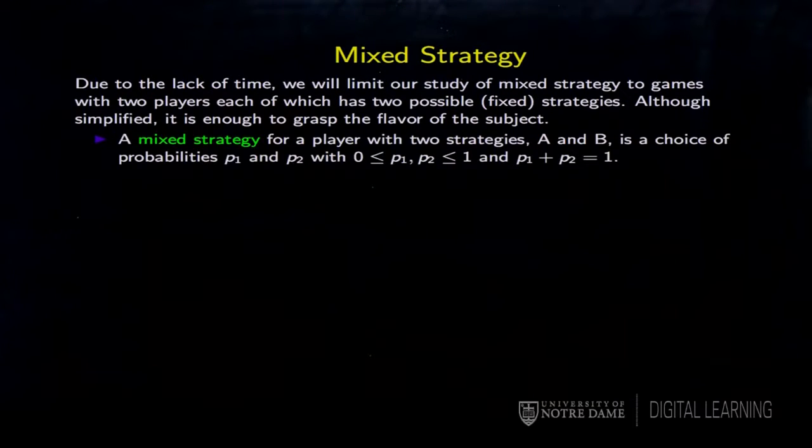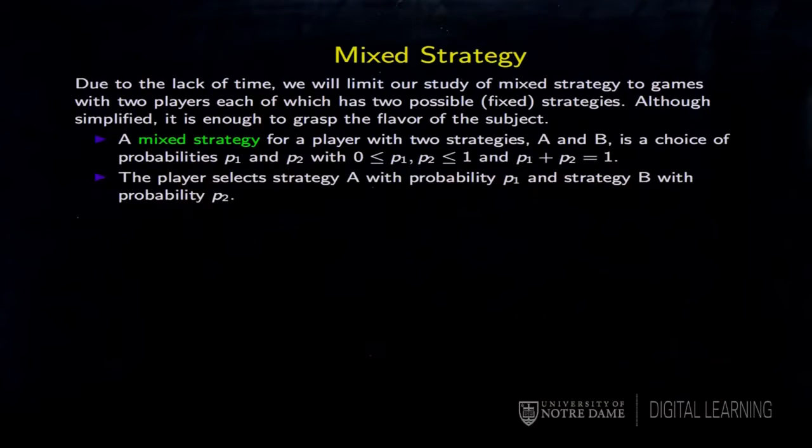A mixed strategy for a player with 2 strategies, let's call them A and B, is going to be a choice of probabilities P1 and P2. Because they're probabilities, they're between 0 and 1, such that P1 plus P2 equals 1. So the player will select strategy A with probability P1 and strategy B with probability P2, which is 1 minus P1.